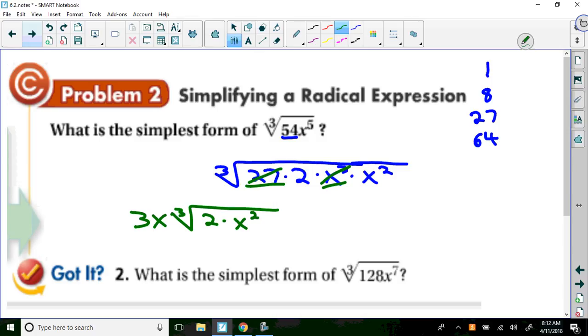Now somebody's looking at that and they're thinking, x squared, I have to be able to do something with that. No, you don't. Its power is 2. The radical's index is 3. You can't do anything else with it. So the answer here is 3x times the third root of 2x squared.